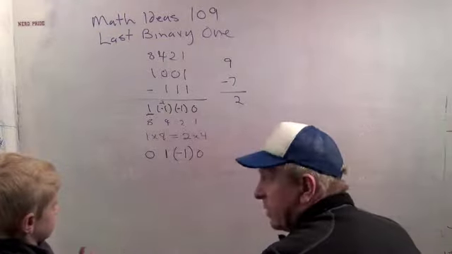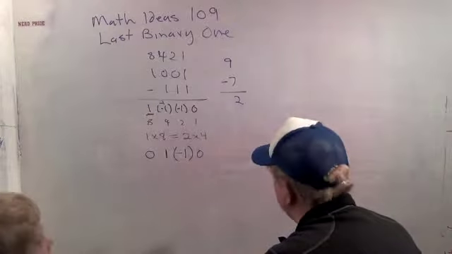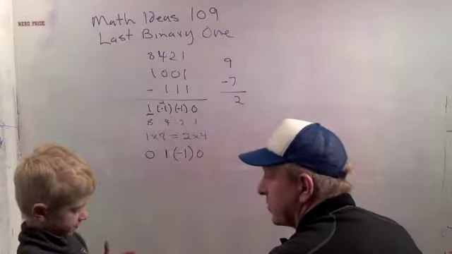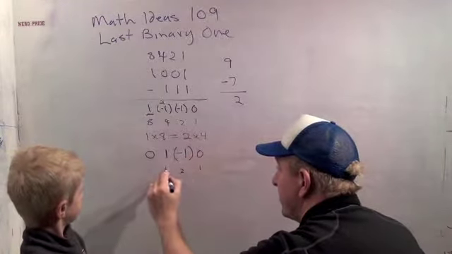Okay, so we have a new binary number. 1, minus 1, 0. Does that work? Is that a good binary number? No, we still have a minus 1. So how are we going to fix that? So here's our 1, 2, 4, 8.